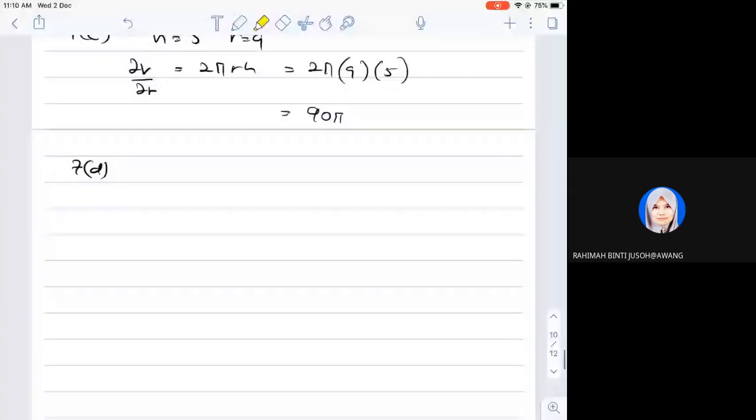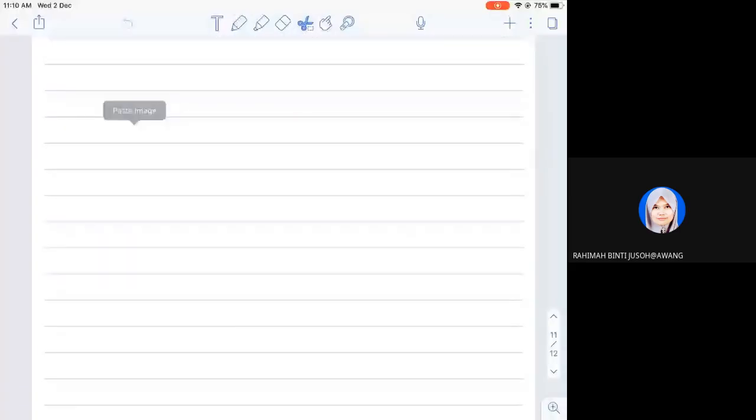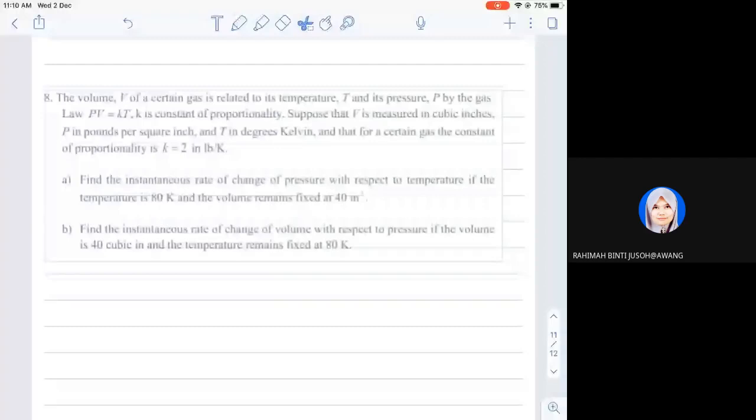Let us do question number 8. Okay guys, for question number 8, kita salin dulu. We have PV equals to KT. So look at now 8A. Find the instantaneous rate of change of pressure with respect to temperature.